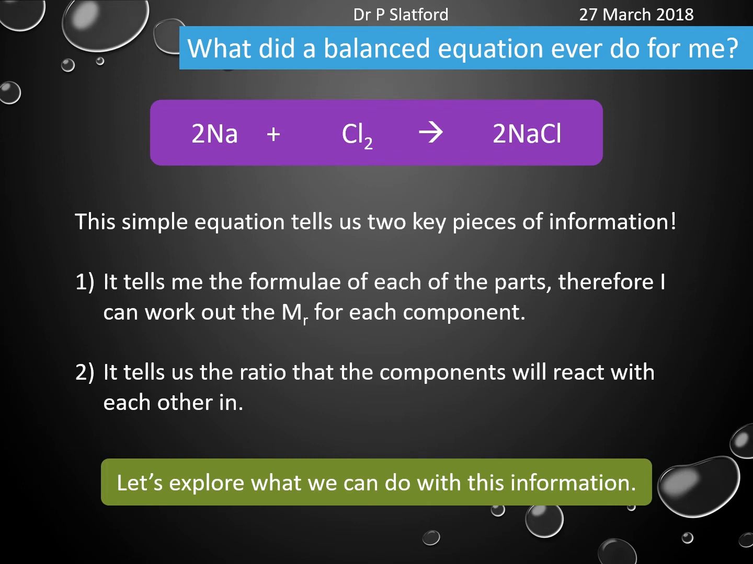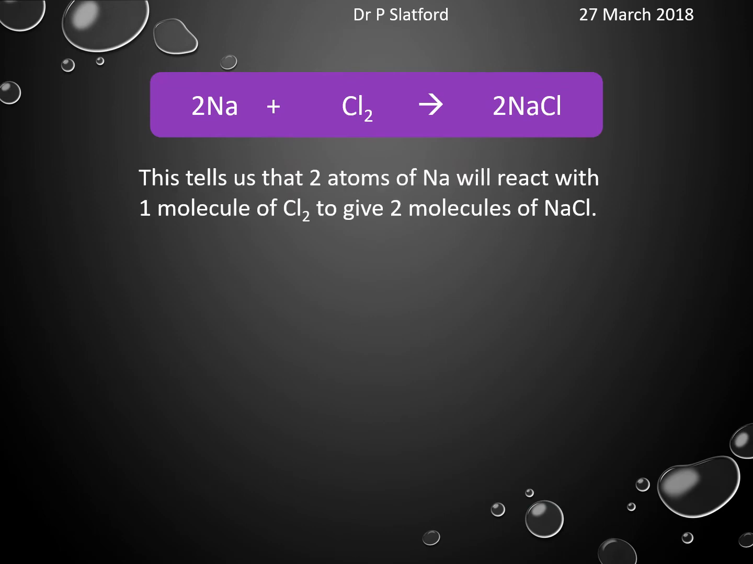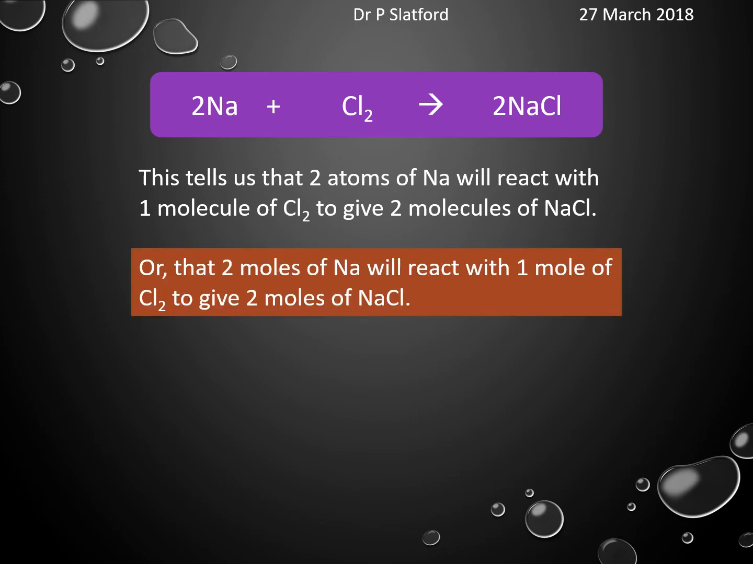So what can we do? Okay, let's have a look at what we can do with this. The formula here tells me that if I had two atoms of sodium, it would react with one molecule of chlorine, and it would give me 2 molecules of sodium chloride. But actually, it's also telling me that if I have 2 moles of sodium, it will react with 1 mole of chlorine and give me 2 moles of sodium chloride.